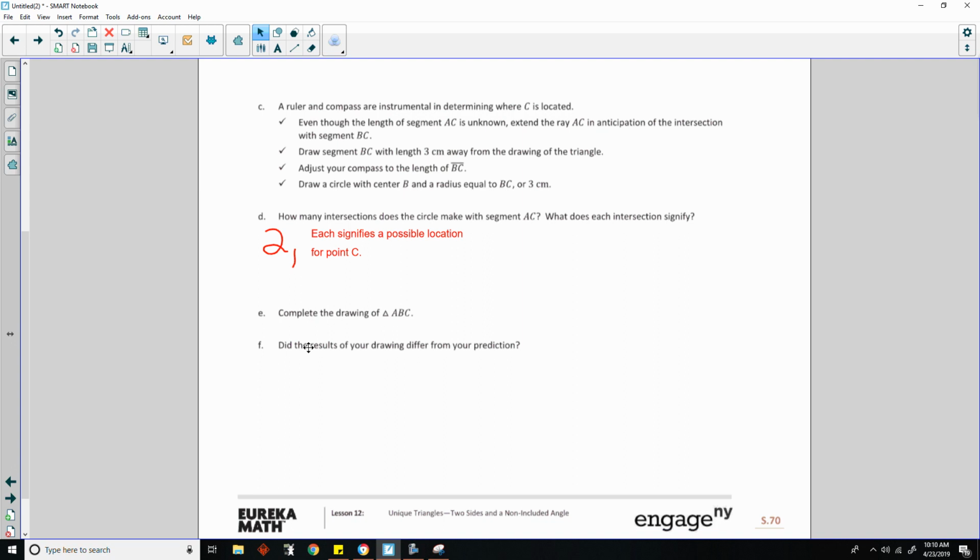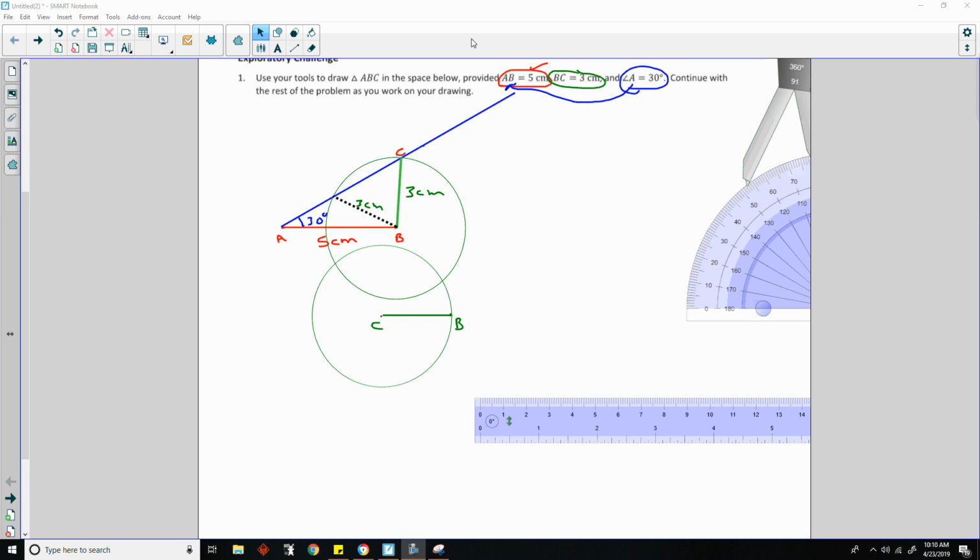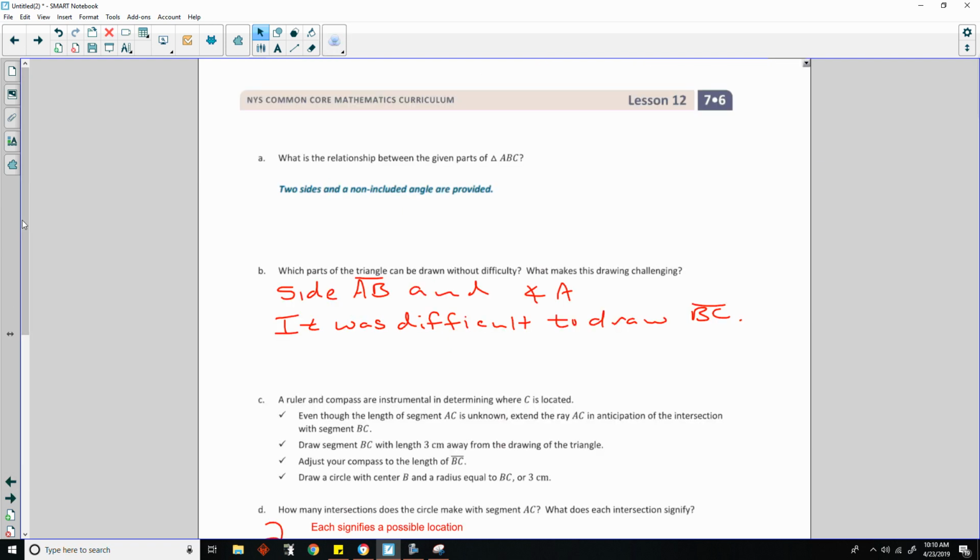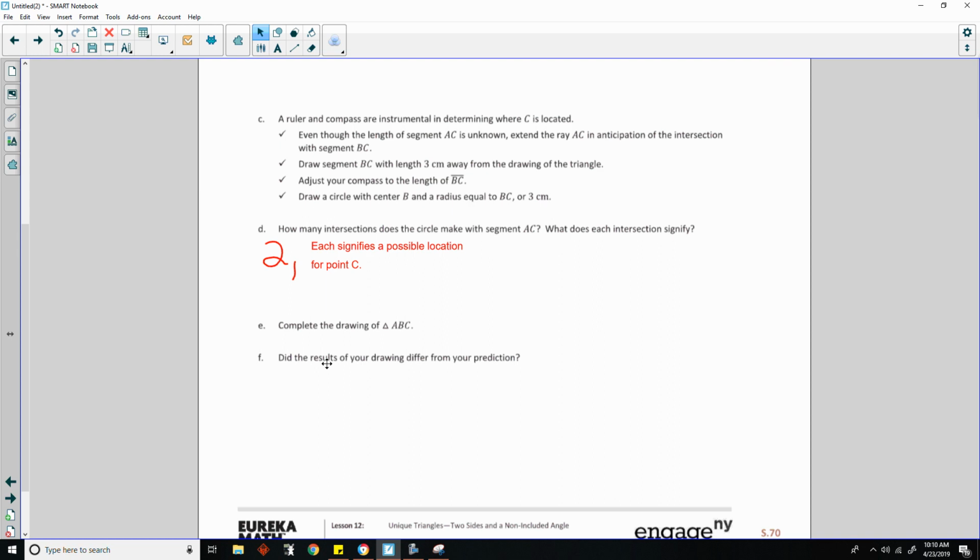Complete the drawing of triangle ABC. Did the results of your drawing differ from your prediction? Okay, so the only thing I'm going to change here is I'm going to name this C sub 1 and this point here C sub 2. And then once I'm done, I can move this circle out of the way as well. So you see there are two possible triangles. So there you have it. You would have to answer this question yourself, because I don't know what you predicted. So I will just move on.